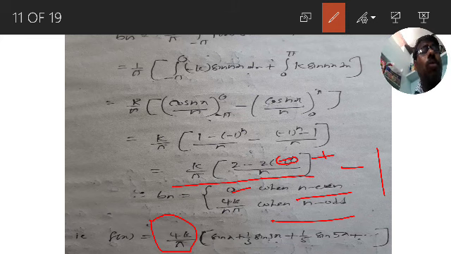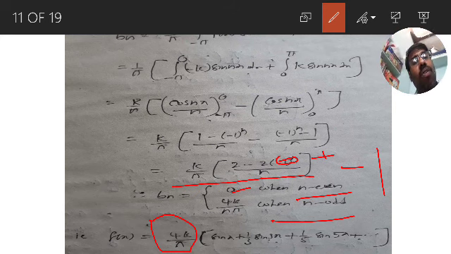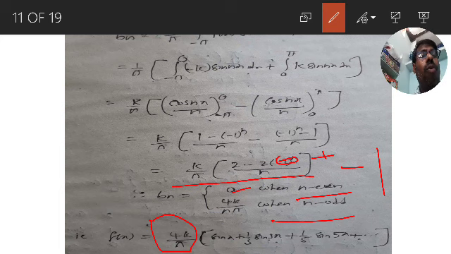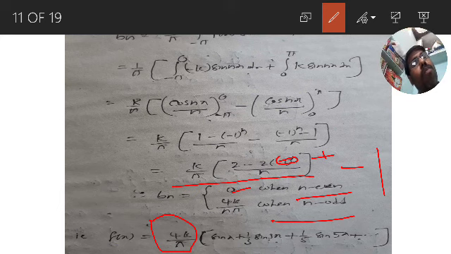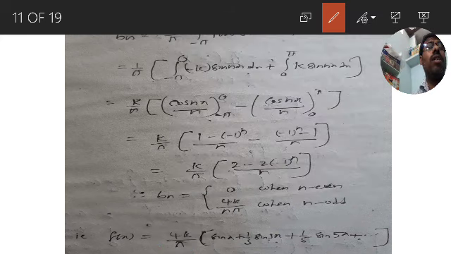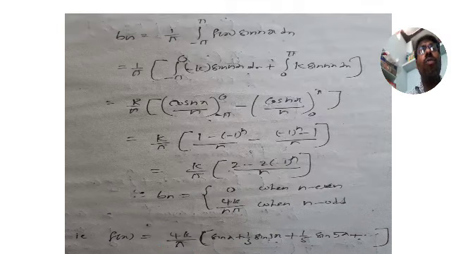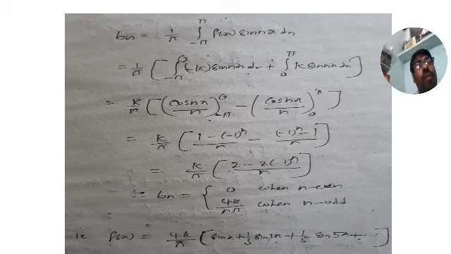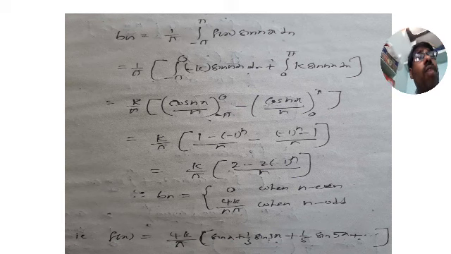After substituting these a naught, an and bn values, we got the Fourier series f of x is equal to 4k by pi times sin x plus 1 by 3 sin 3x plus 1 by 5 sin 5x, and so on. This is the bn value and Fourier series. Take it down. Are you able to get it? Cos n pi is minus 1 whole power of n, whereas sin n pi is always 0.